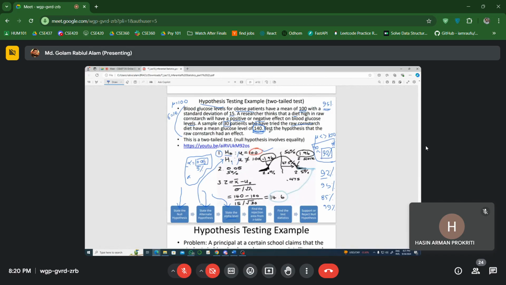So now here we state the alpha level. So we have stated the alpha. Then the next thing is to find the rejection area from the G table. We have to find the rejection zone.